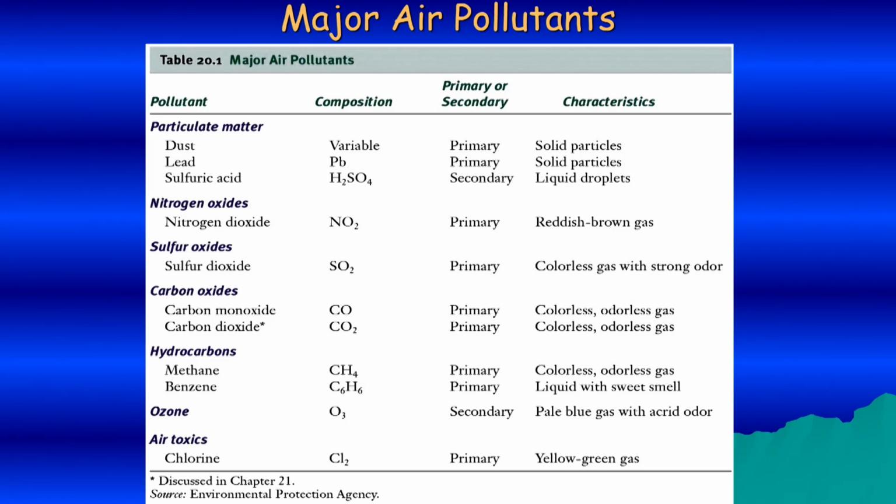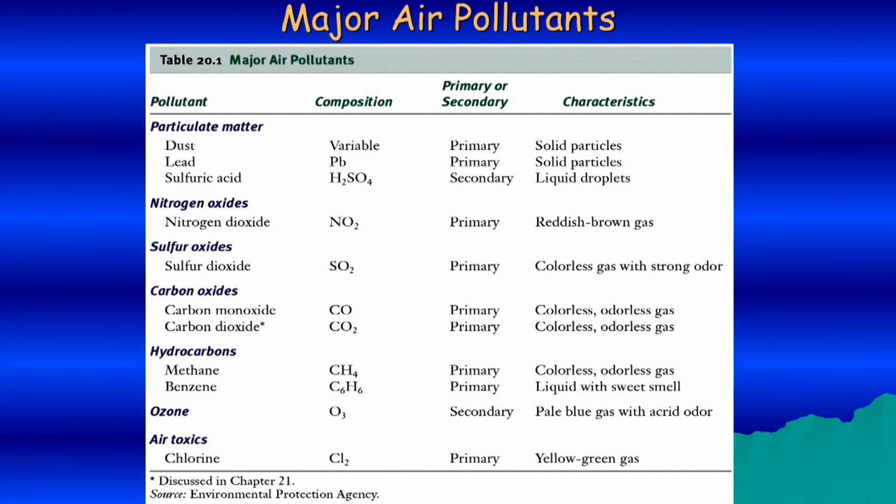If I talk about major air pollutants, in the particulate matter you have dust, lead and sulfuric acid. The third column also says whether it is primary or secondary. So, lead and dust are primary aerosols. Sulfuric acid is secondary because it is not directly produced in the atmosphere. Nitrogen oxide, nitrogen dioxide, are primarily emitted. Sulfur dioxide is primary. Carbon monoxide and carbon dioxide are primary, but mind it, carbon dioxide is not defined as a pollutant so far, because its harmful effect has not been very well established compared to carbon monoxide.